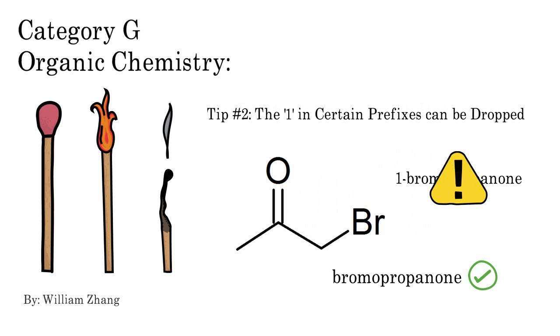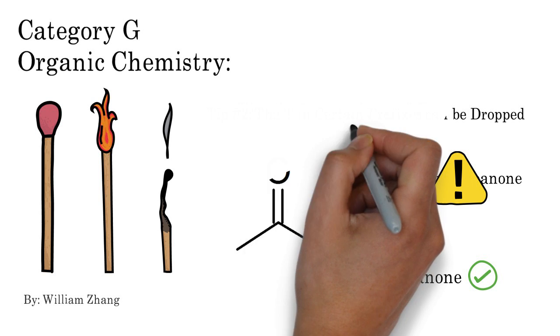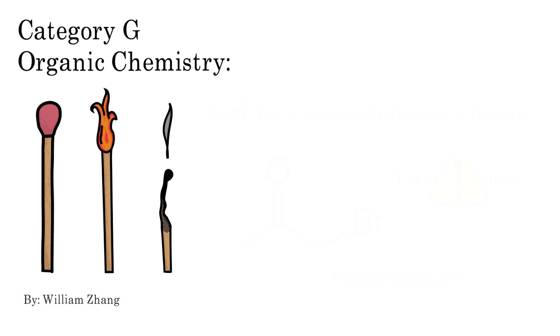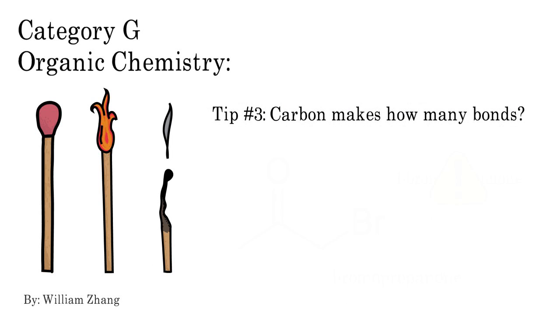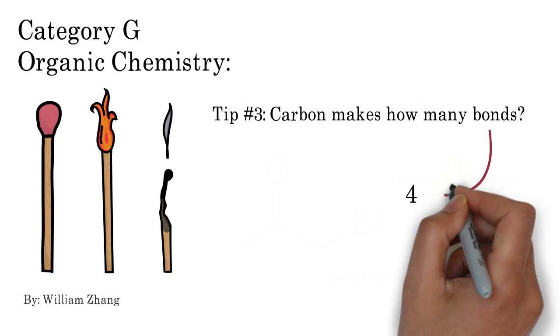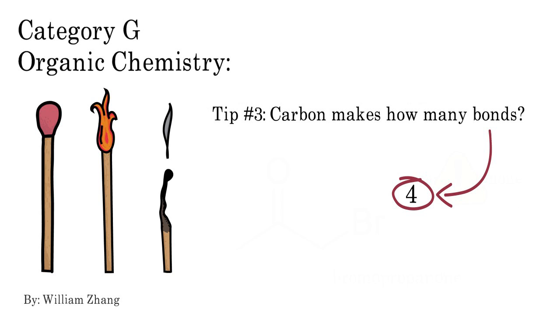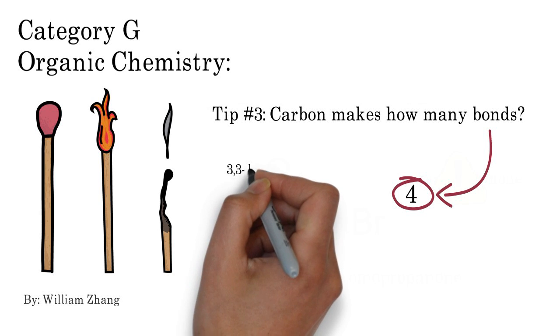Another area where you may be able to drop the number is if all the carbons except 1 are already bonded to 4 things, and therefore there's only 1 available place to add a group to the certain carbon that's left. Tip number 3. So, carbon makes how many bonds? The answer is 4.